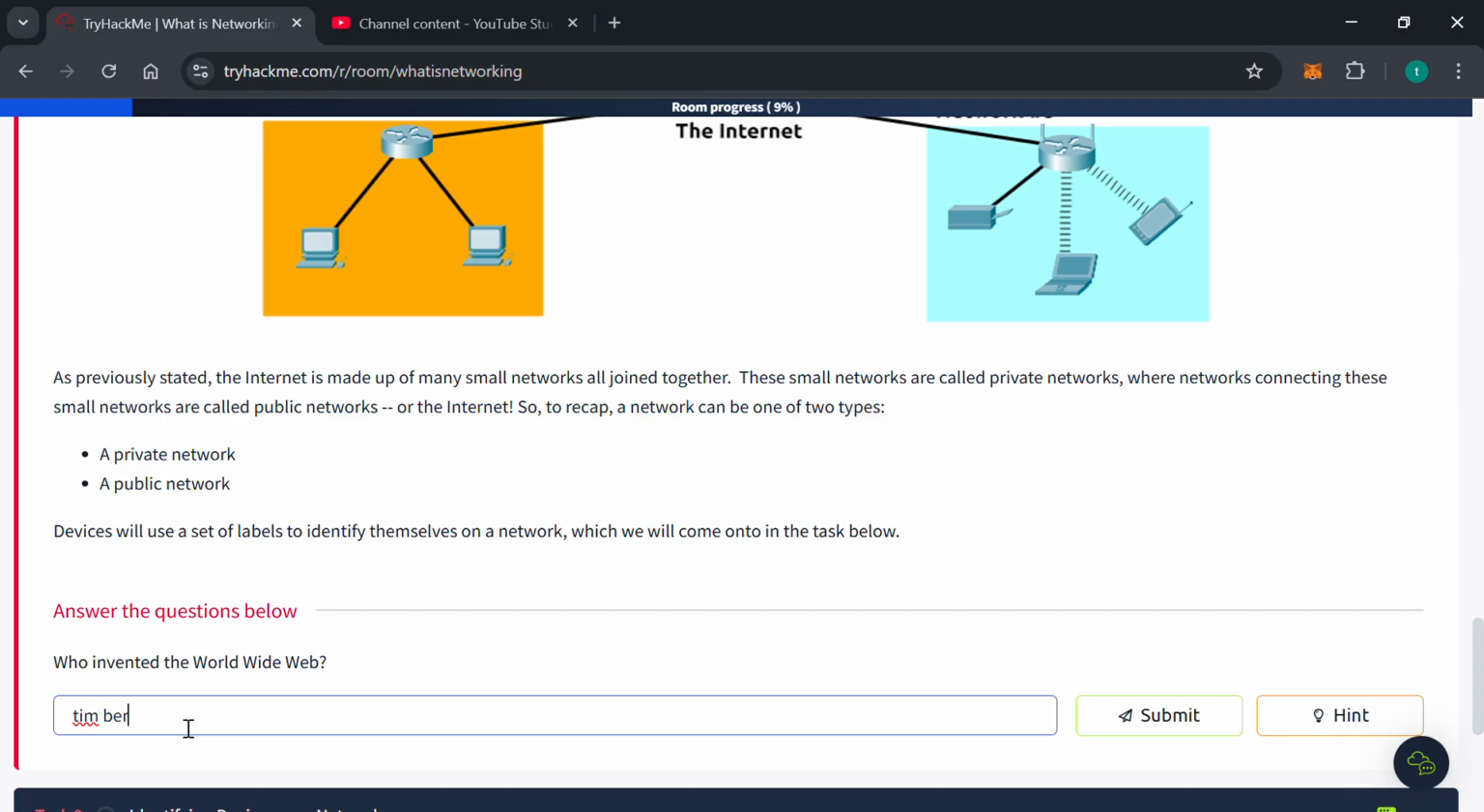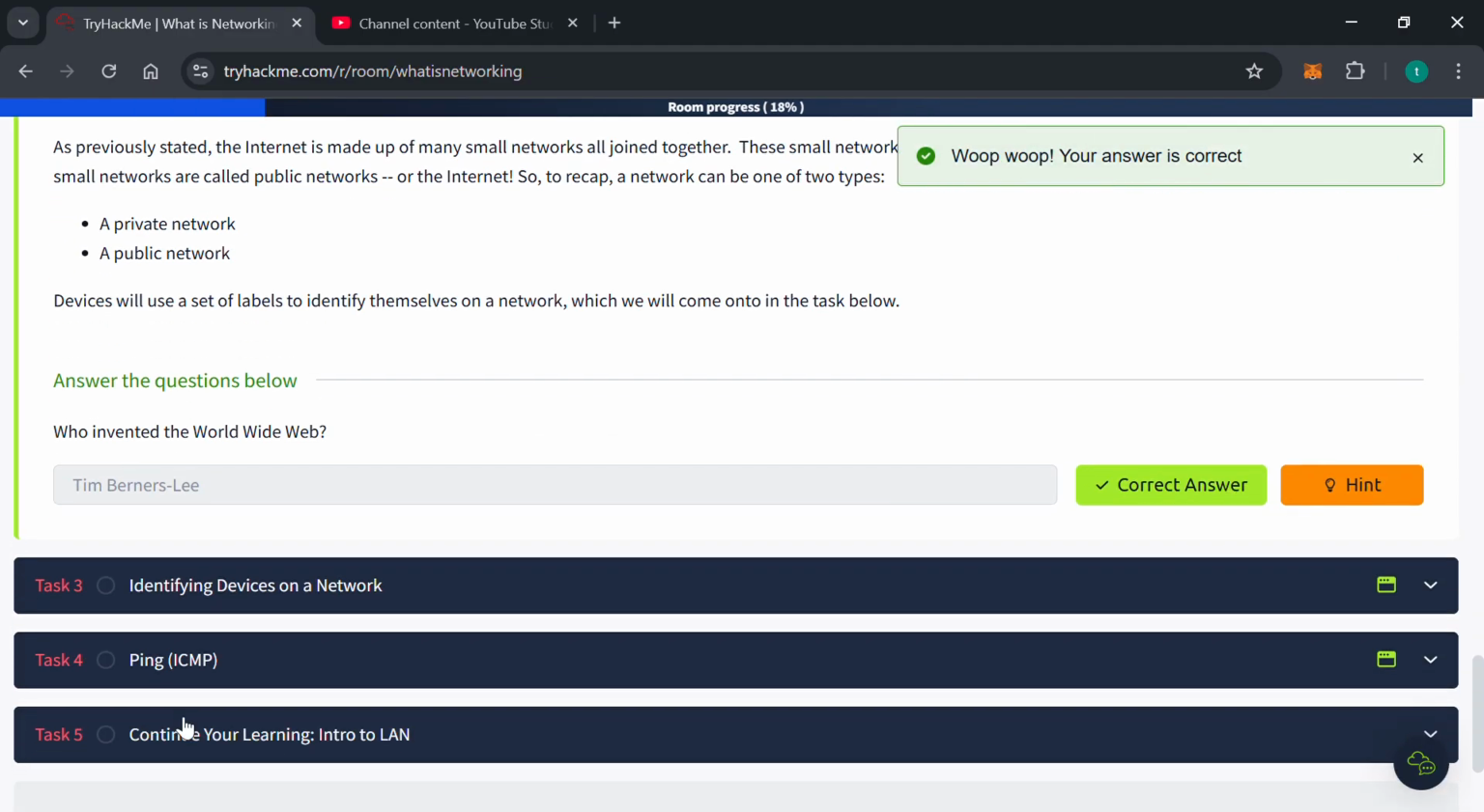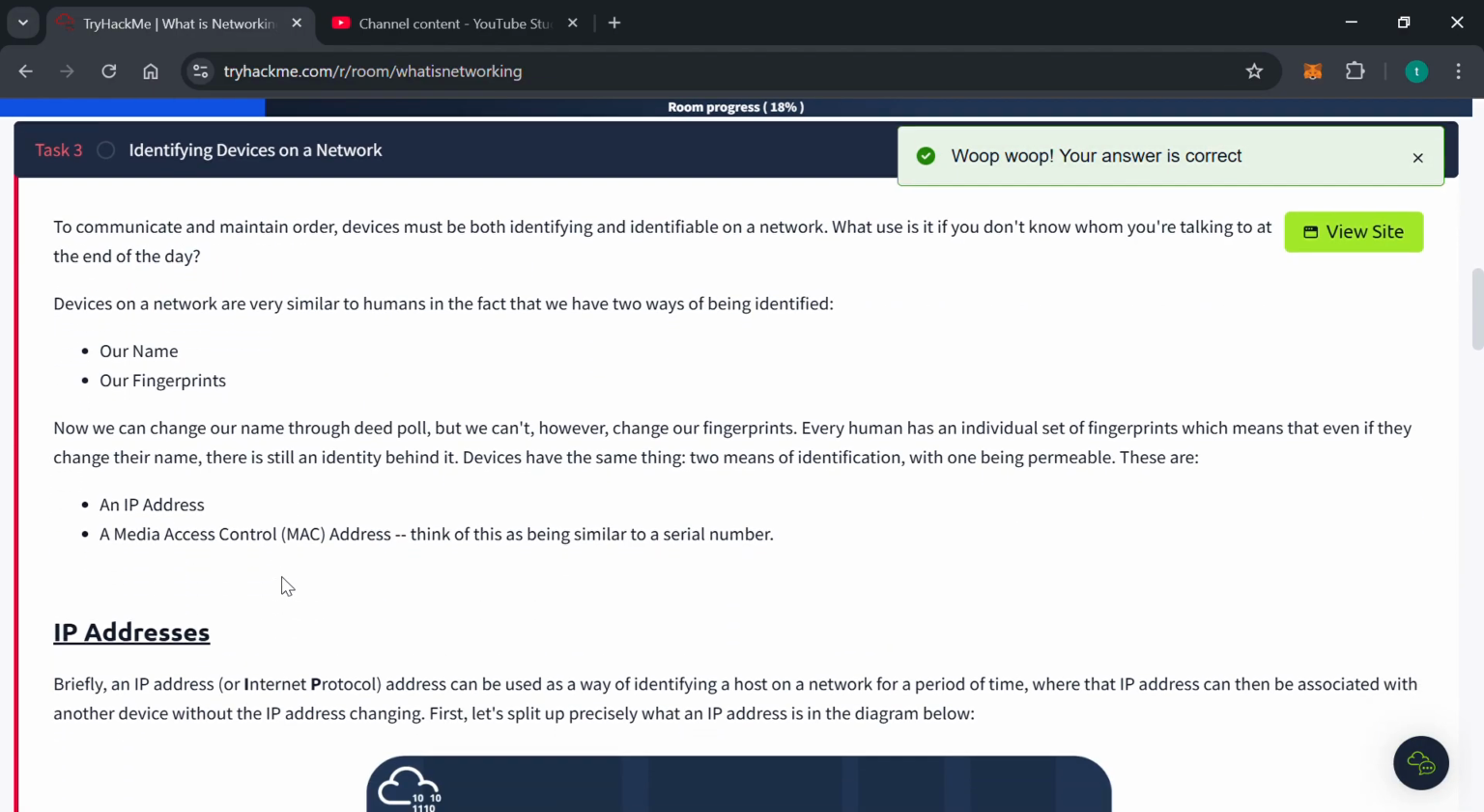Tim Berners-Lee. Good. The next task is identifying devices on a network.